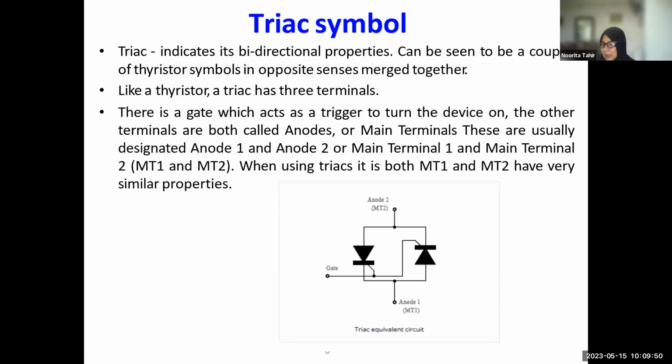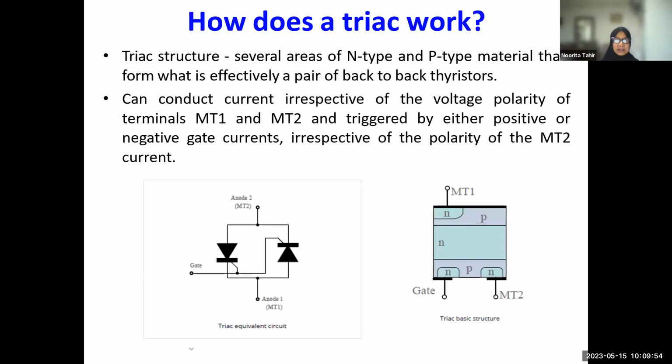Okay, so that's the triac symbol. Next, we will see how does a triac work. Okay, bagaimana ia berfungsi.